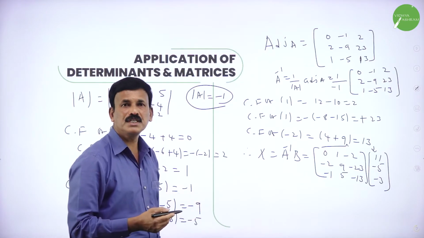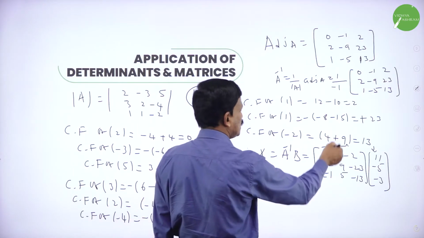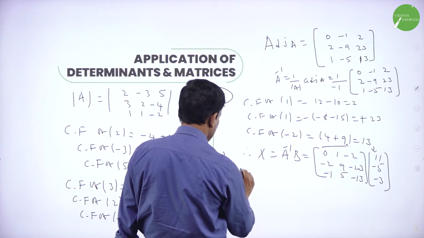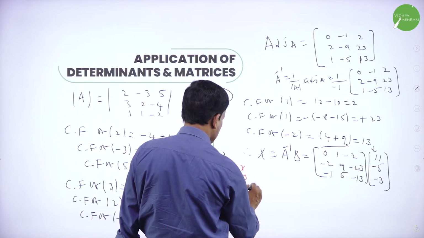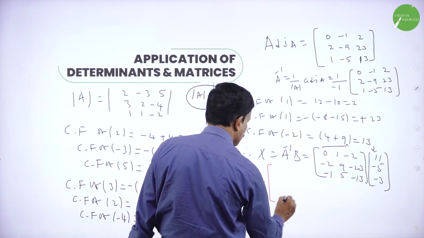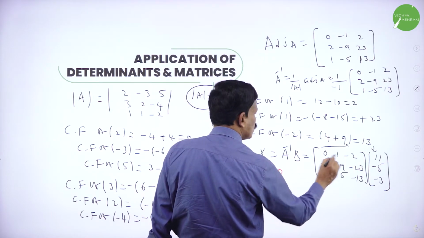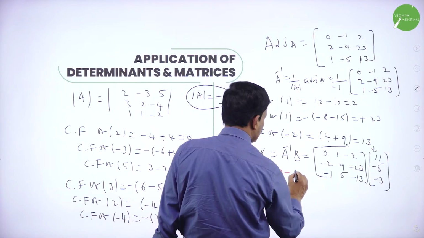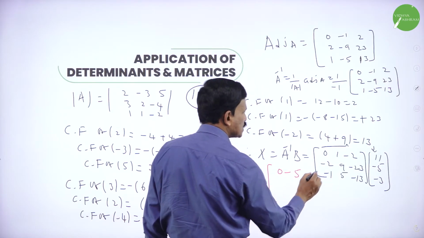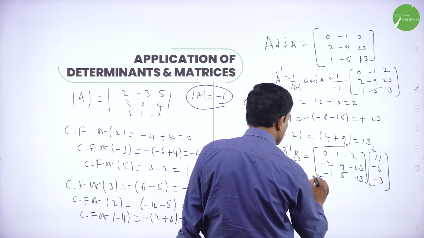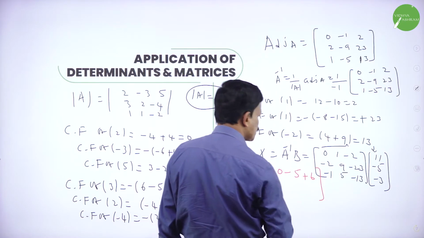Now X is equal to A inverse B. This is A inverse and B. So therefore what is this? X, Y, Z is equal to, let me multiply. First row, first column. 0 into 11 is 0. Minus 1 into 5 is minus 5. Minus into minus plus, 2 3s are 6. First row done. Now second row.